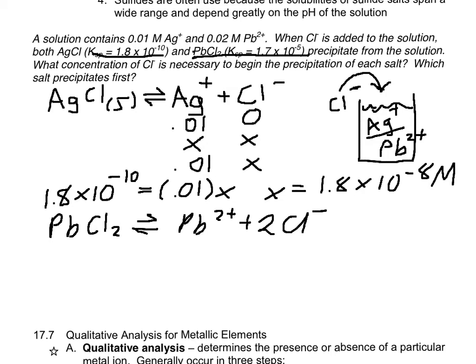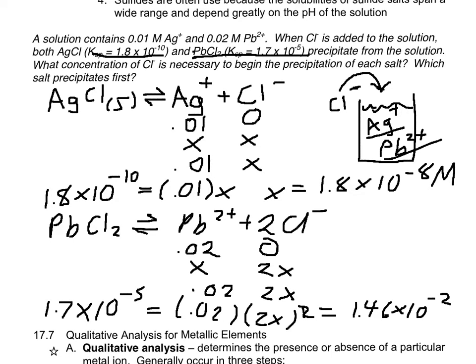So here's my equilibrium equation. My original value of lead in the solution, no chlorine in there yet. I'm going to dump some chlorine in there, and I'm going to solve for how much chloride I had to add. And if I go ahead and solve for x, I get 1.46 times 10 to the negative second. But notice I want to know how much chloride I added, and the amount of chloride I added was 2x, so I need to take this number and multiply it times 2. And if I do that, I get 2.9 times 10 to the negative second molarity.